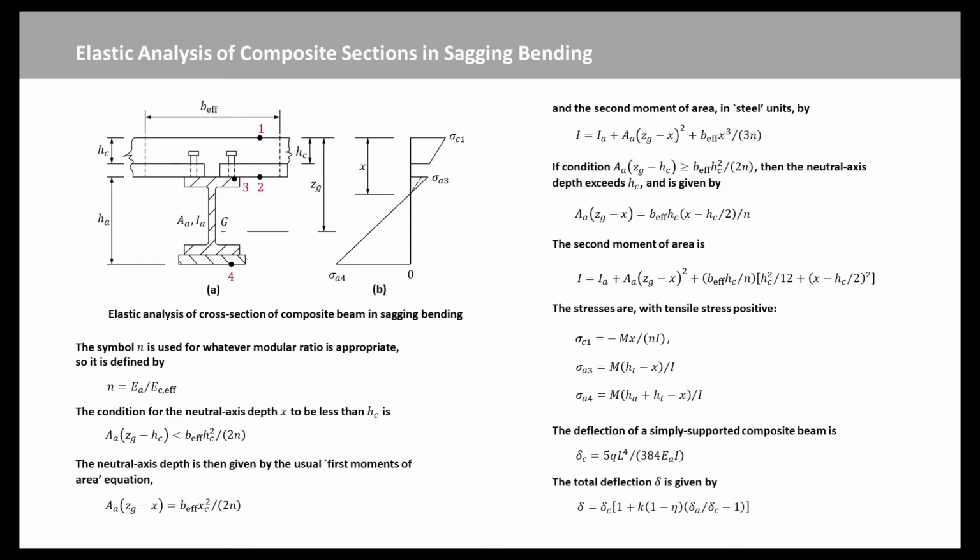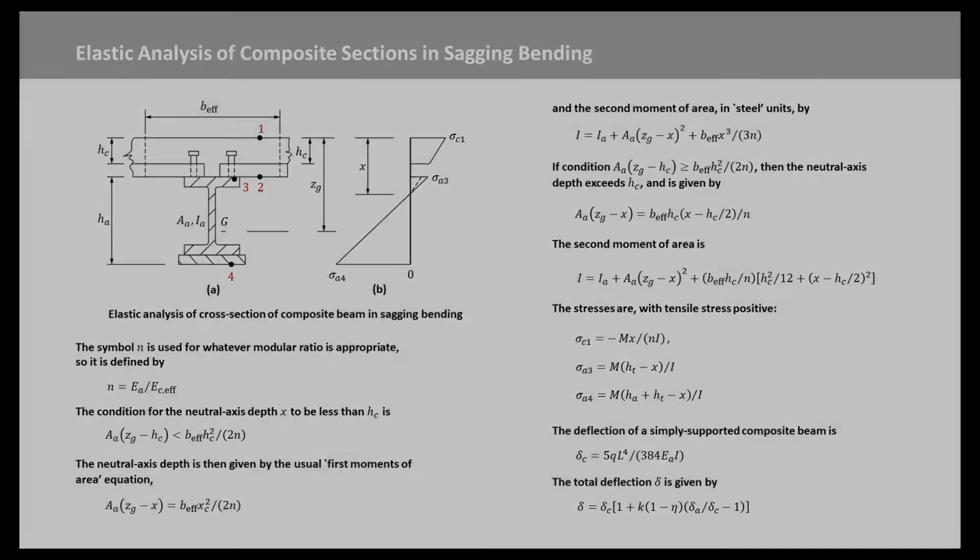The total deflection delta was given approximately as this equation, where k equals 0.5 for propped construction and k equals 0.3 for unpropped construction, where delta A and delta C are respectively the deflection for whole load acting on the steel beam alone, and on the composite beam with full shear connection. This expression is obviously correct for full shear connection, eta equal to 1, and gives a slightly low result when eta equals 0.